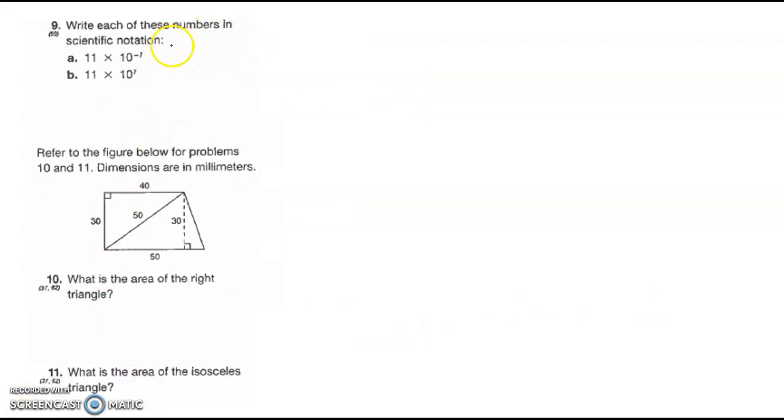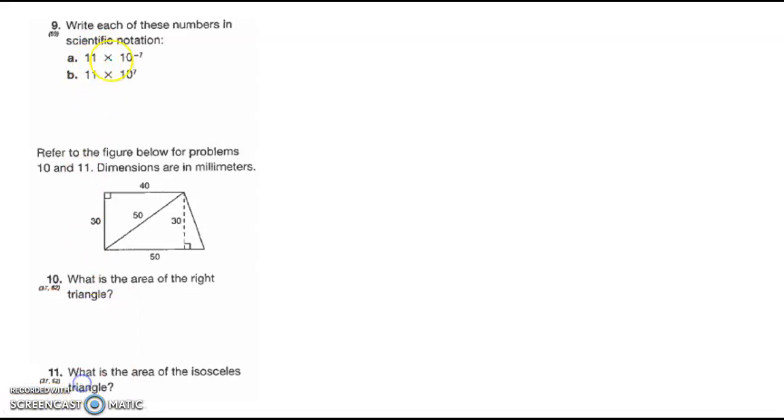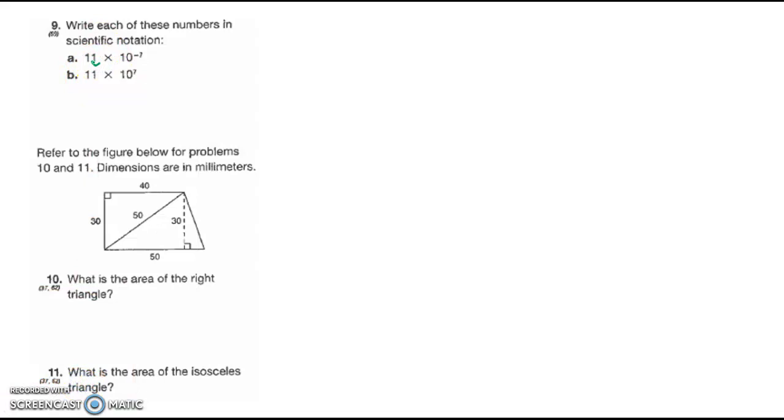Write each of these numbers in scientific notation because they are currently not in scientific notation. Let me change colors here. Let's do green. So I need to move the decimal from here to there. So I have 1.1 times 10 to the 1 times 10 to the negative 7. I'm going to add these. I get 1.1 times 10 to the negative 6 as my answer.